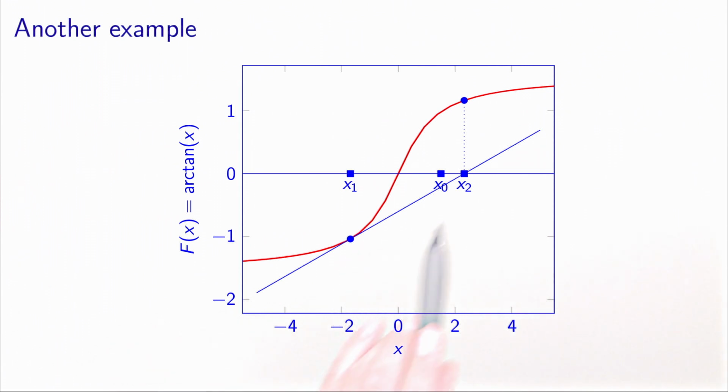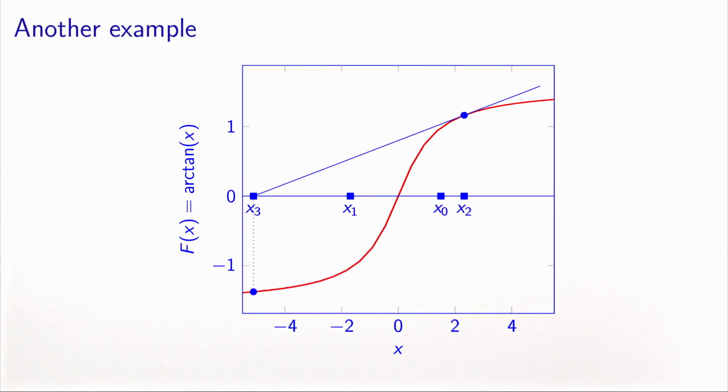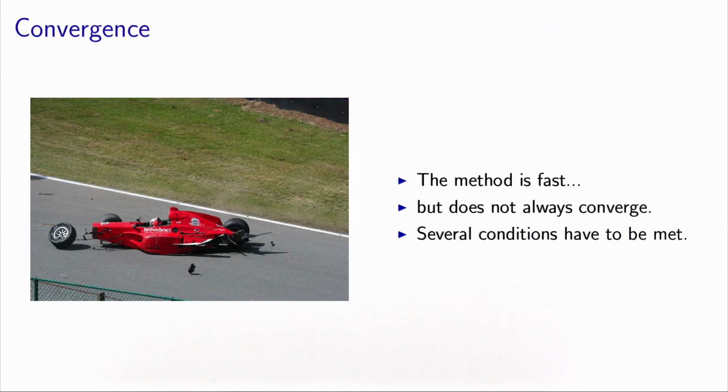Well, note that in this example, x2 actually is further away from the solution, which is here, than x0 was. So it seems that we are going away from the solution. Well, let's continue. Again, we calculate the tangent here, and we have x3, which is even further away from the solution. And actually, if you continue this process, you will see that the iterates of this algorithm will go further and further away from the solution, and they will tend to infinity by positive and negative values. So this does not work. So our Ferrari actually is crashing in this example.